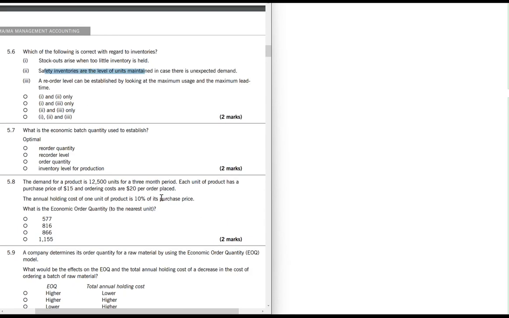What is the economic production run quantity, economic batch quantity, used to establish? Reorder quantity, reorder level, order quantity, inventory level for production. Reorder quantity.